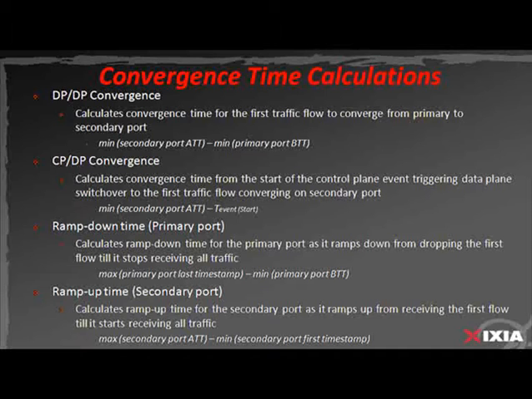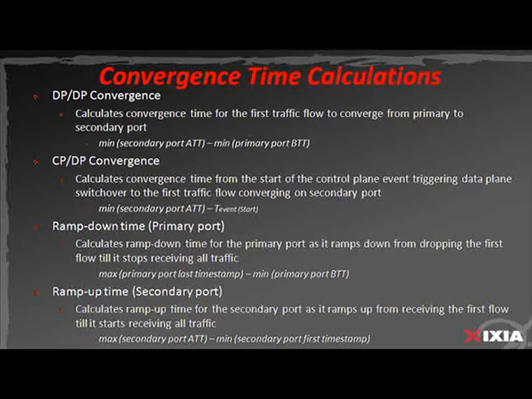The next set of predefined calculations are the ramp down times and the ramp up times. The ramp down time, which applies to the primary port, calculates the time for the primary port to ramp down from dropping the first packet flow till it stops receiving all traffic. Based on the previous graph, this is the difference between the max of the primary port last timestamp, which is the time at which the primary port receives the last packet for the last flow, minus the min of the primary port BTT, which is the timestamp when the first packet flow falls below the user-defined threshold.